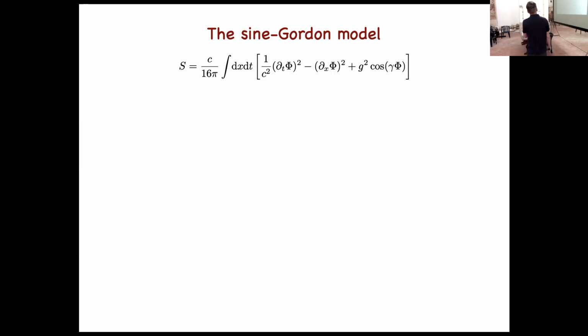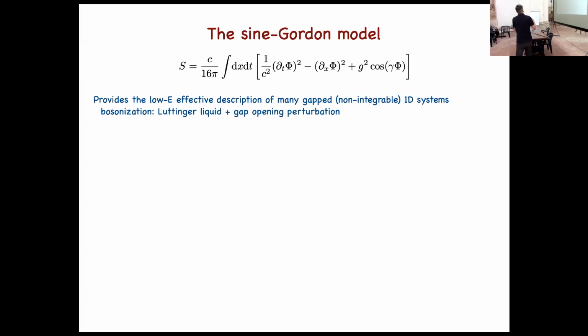For those of you who are not familiar with it, it describes a scalar field phi in 1D. So phi is a function of x and t, and this is the action. It's a relativistically invariant model, and the potential is a cosine potential, which is maybe somewhat strange. So it's a periodic potential, and the sine-Gordon coupling is gamma. G is not so important. It just sets some energy scale. The important coupling is actually gamma.